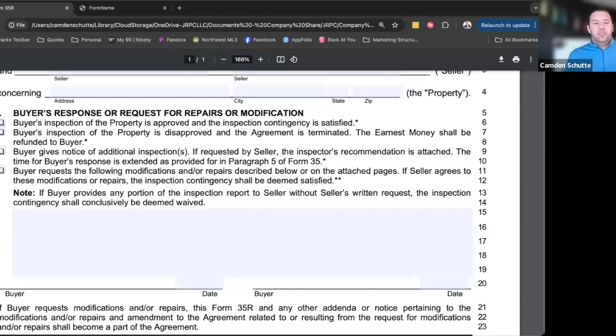Remember, it used to be that in order for us to take advantage of that additional inspection period, we had to send that recommendation from the inspector to the seller with this form. That is not the case anymore. We do not send that recommendation because it is considered part of the inspection report, and we cannot send any portion of the inspection report without seller's first written request. So that used to be the one exception. It's not anymore. So don't send that, but make sure you have it, because if the seller requests it, then you need to be able to send it.